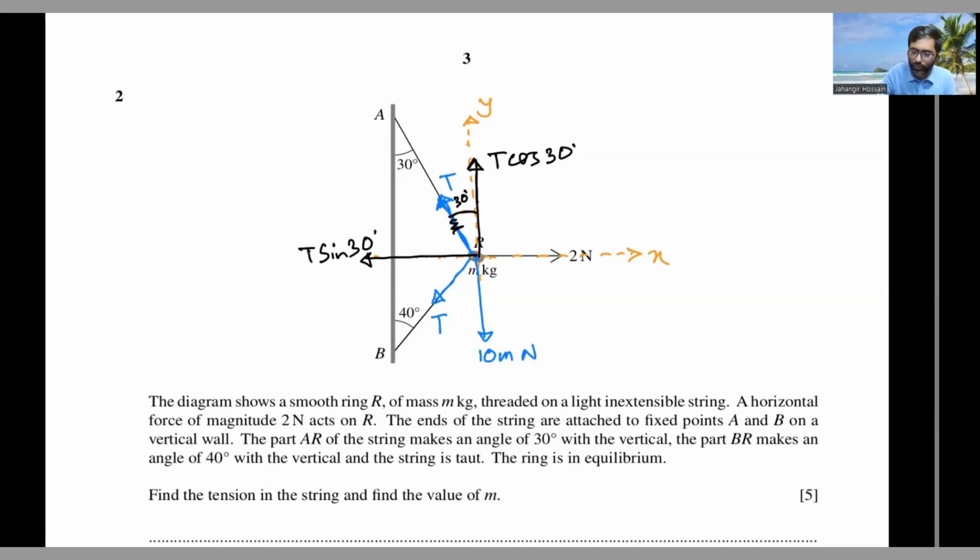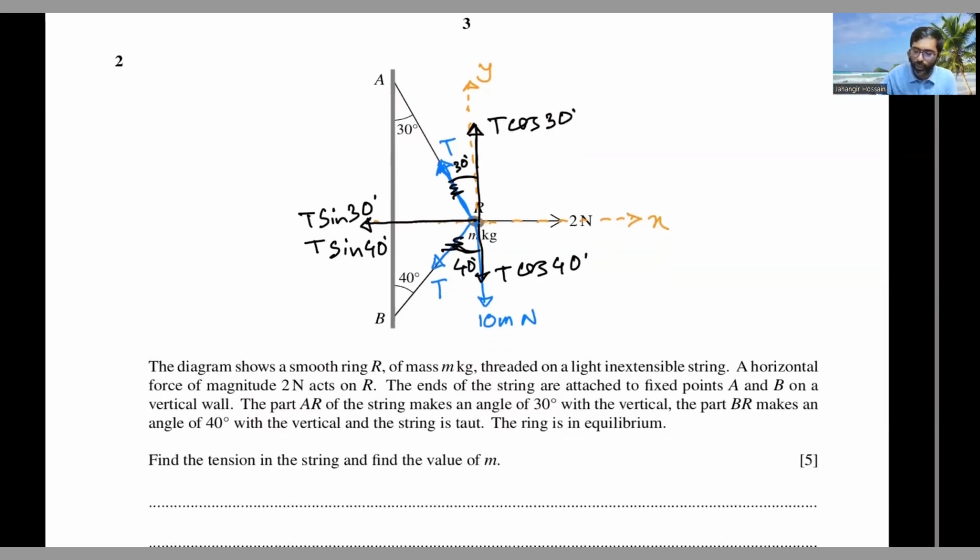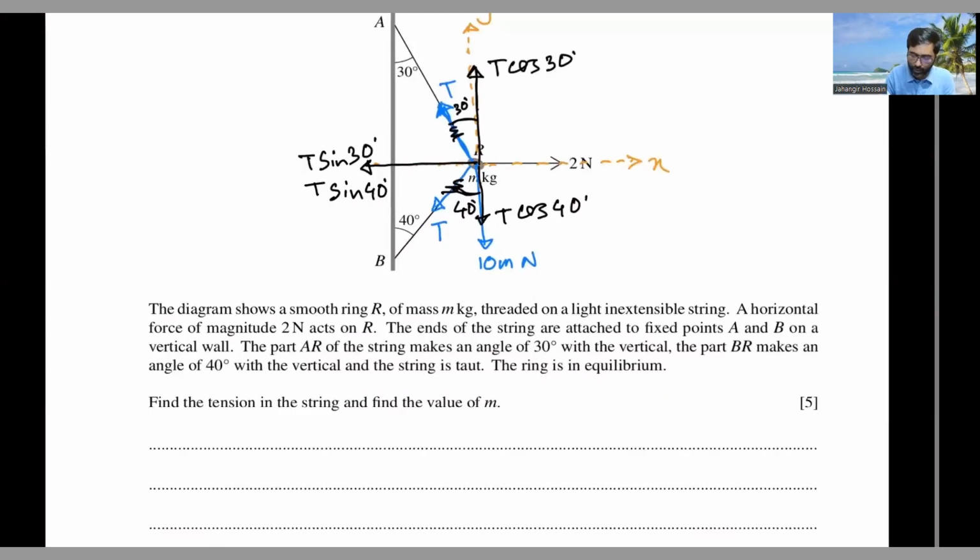Now, if you resolve the second T, that's the tension in the segment BR, and the angle it makes with the vertical is equal to 40 degrees, same reason, alternate angles equal. So the vertical component of T will be downward, T cos 40, and the horizontal component is T sin 40. Now, we need to find the value of T and M.